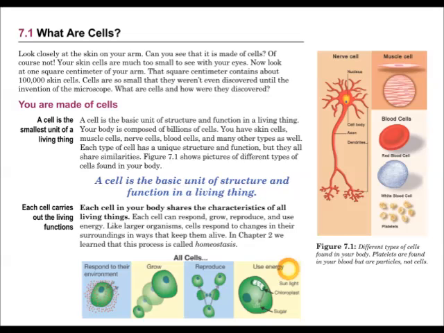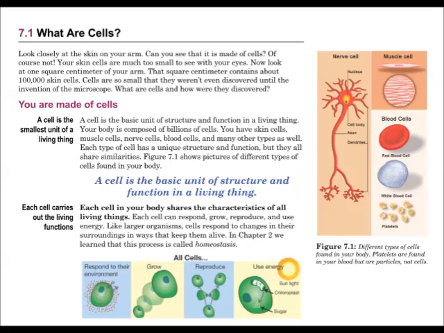A cell is the basic unit of structure and function in a living thing. Your body is composed of billions of cells. You have skin cells, muscle cells, nerve cells, blood cells, and many other types as well. Each type of cell has unique structure and function, but they all share similarities. Figure 7.1 shows pictures of different types of cells found in your body.